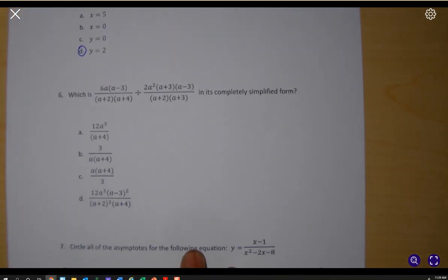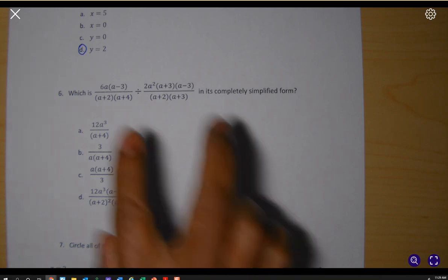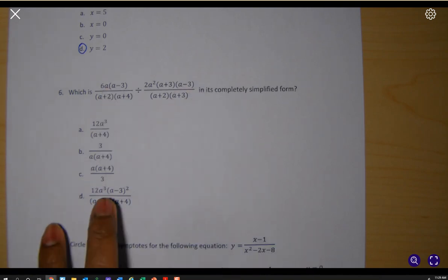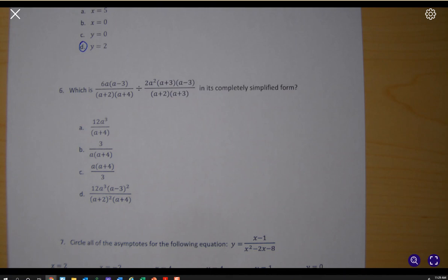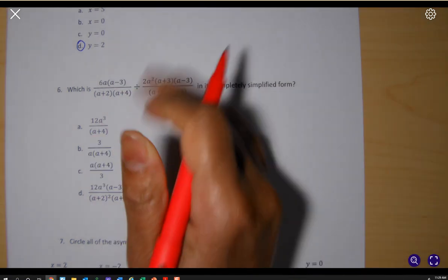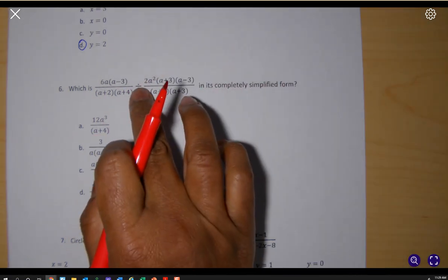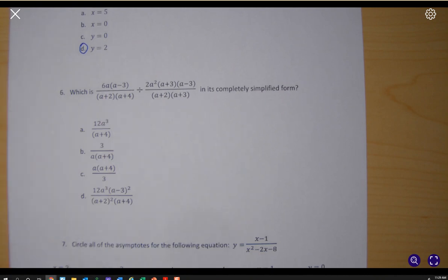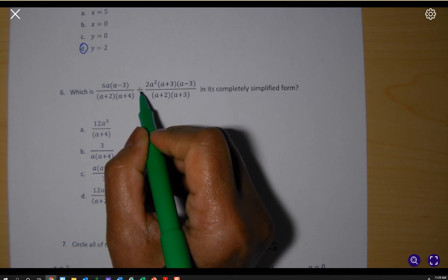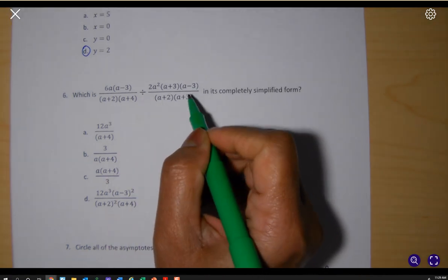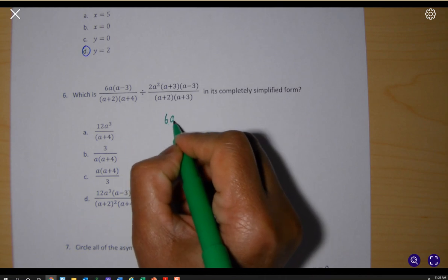All right, problem number 6. We have, which is all of this completely in simplified form. So we need to match this to this. You can do it in Desmos, but I'm going to show you how to do this by hand. So what helps is to be able to simplify fractions, okay? But since it's a division, before we can simplify it, we need to rewrite this using a multiplication symbol. We're going to change this into multiplication by switching the numerator and denominator. So I'm going to keep the first one the way it is.